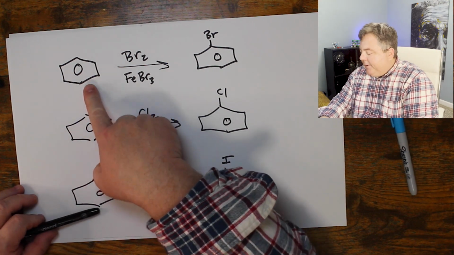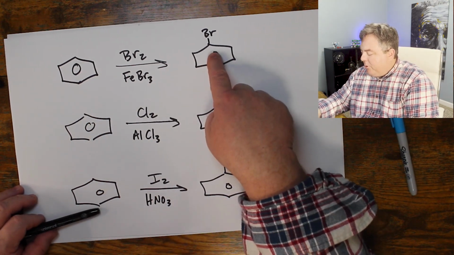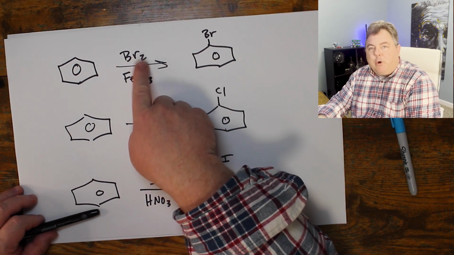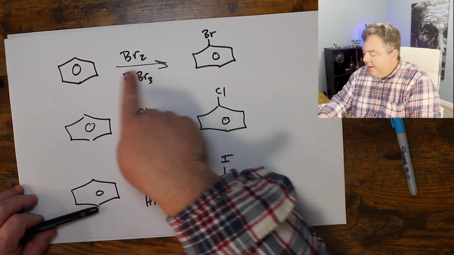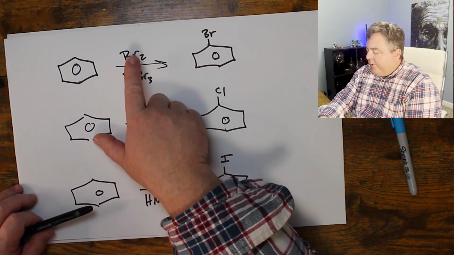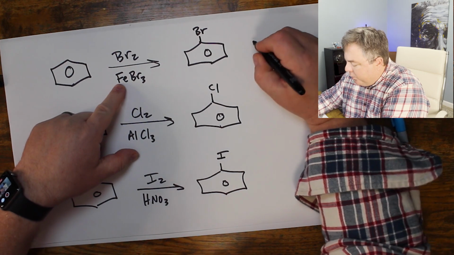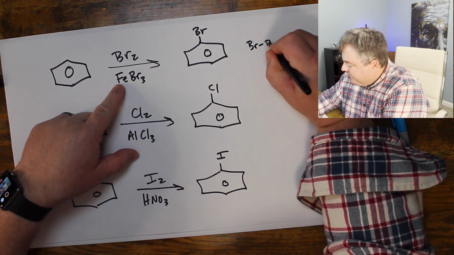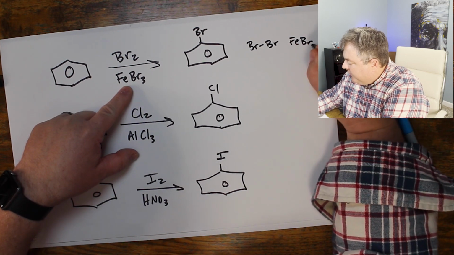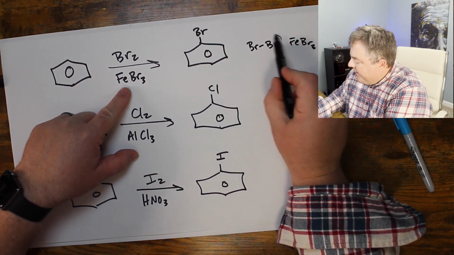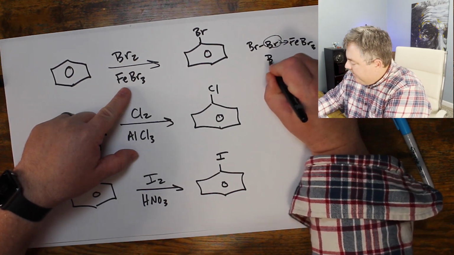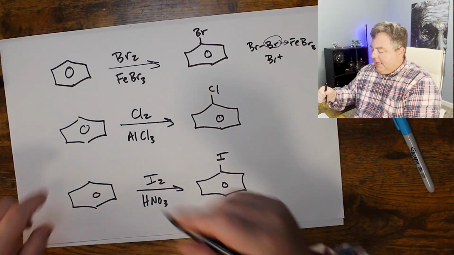One, I can take a benzene ring and I can put a bromine on it by adding Br2 and FeBr3. Now bromine by itself isn't strong enough, so you need a Lewis acid like iron tribromide in order to get this to work. So the way I want you to think about this is that bromine, when it reacts with iron tribromide, think about this iron tribromide pulling off a Br minus to make a Br plus.